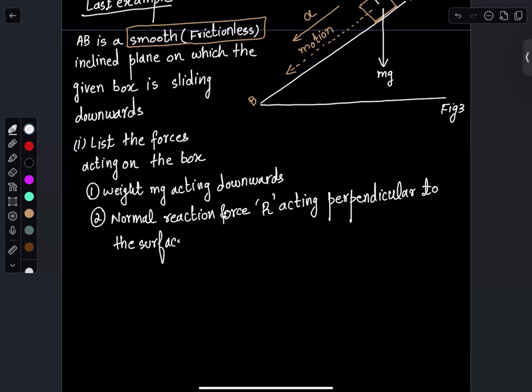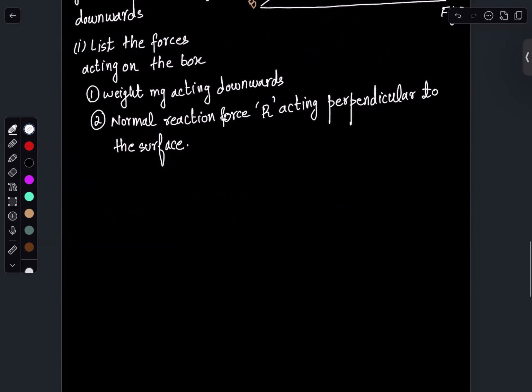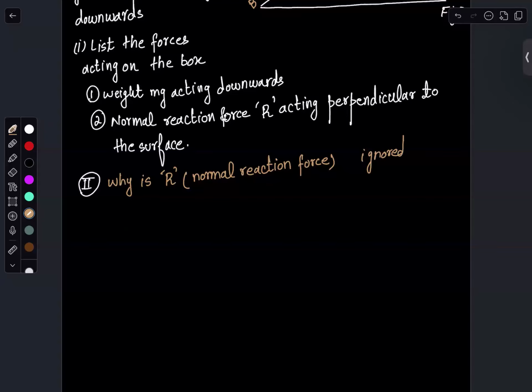मूसा ये समझ आ गई यहां तक? जी सर. अच्छा मूसा, अब क्वेश्चन का लिखो सेकंड पार्ट। Why is R, R stands for normal reaction force. Why is R ignored while calculating acceleration.